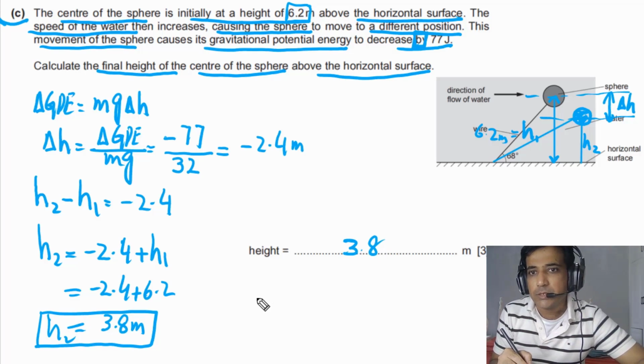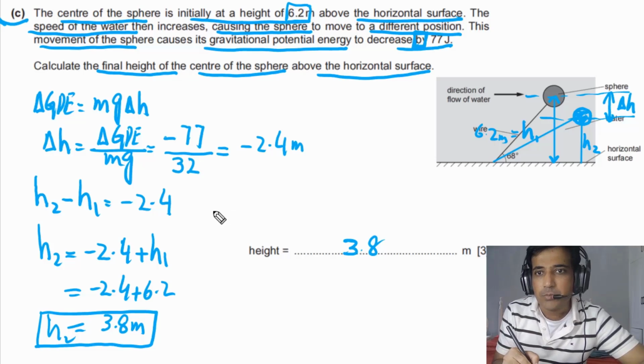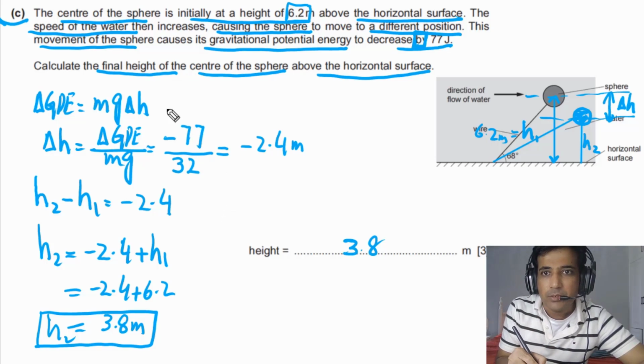This question has 3 marks. The first mark you will get if you have written this formula. So if you have written the formula, you will get 1 C mark. And the second mark you will get if you have got right value of decrease in height.